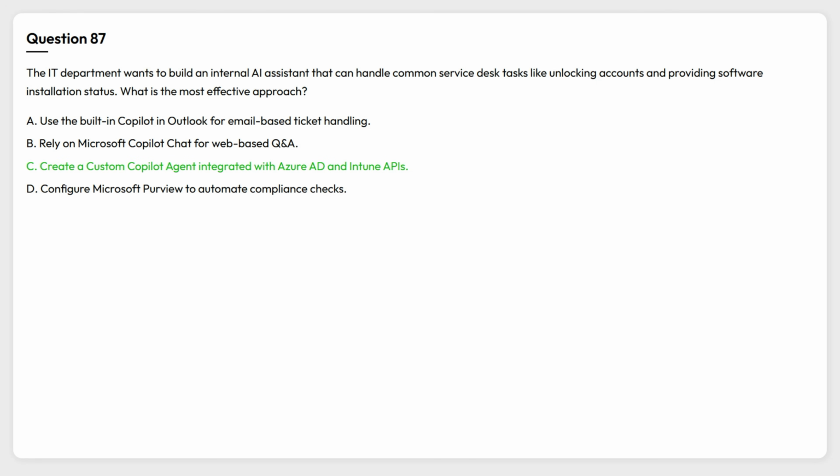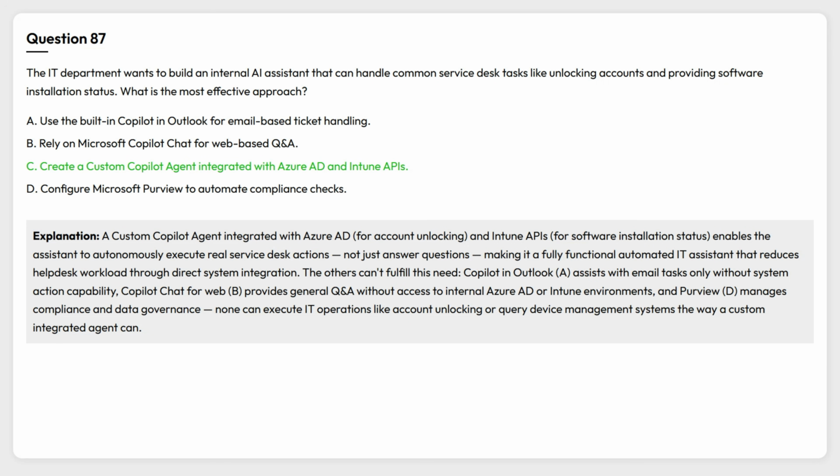The correct answer is option C. Create a custom Copilot agent integrated with Azure AD and Intune APIs. A custom Copilot agent integrated with Azure AD for account unlocking and Intune APIs for software installation status enables the assistant to autonomously execute real service desk actions, not just answer questions, making it a fully functional automated IT assistant that reduces help desk workload through direct system integration.